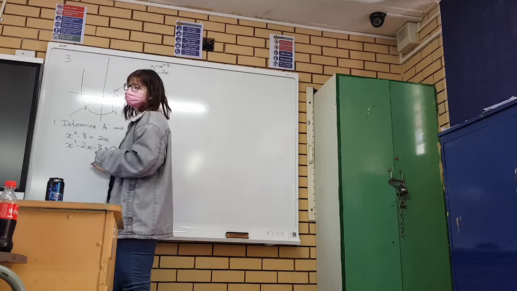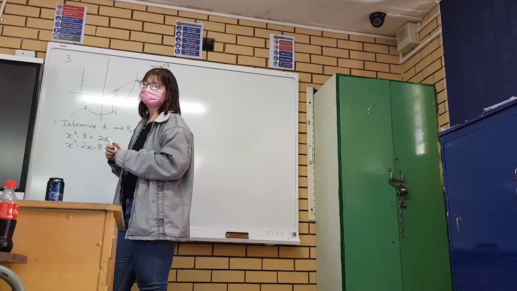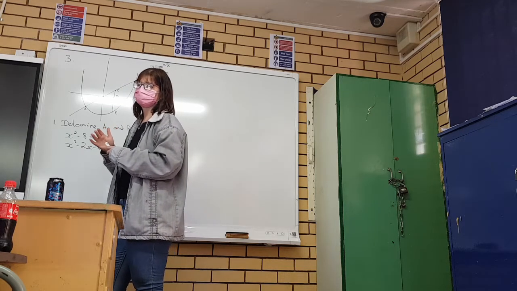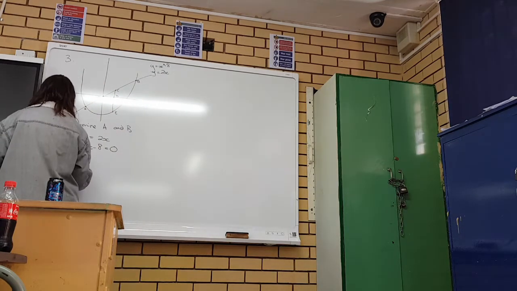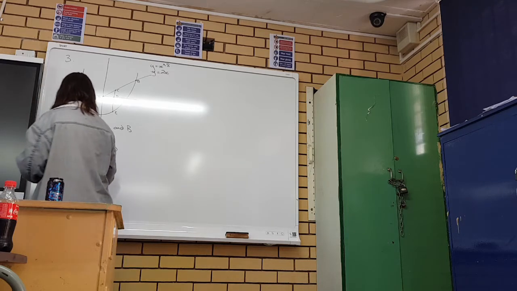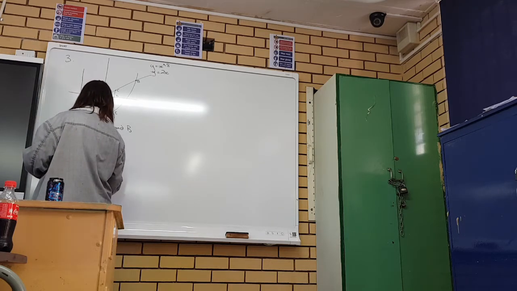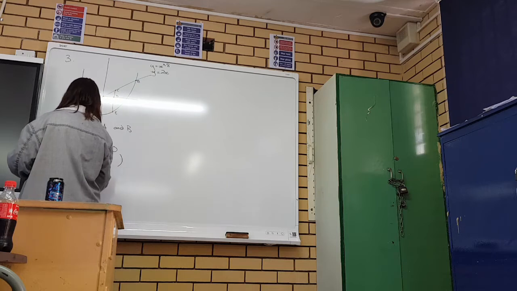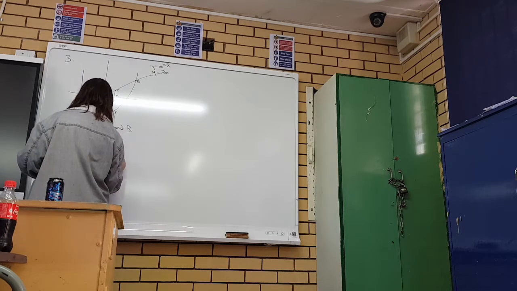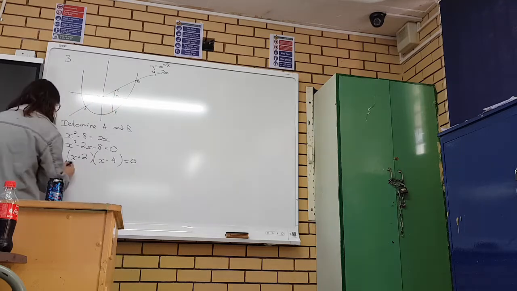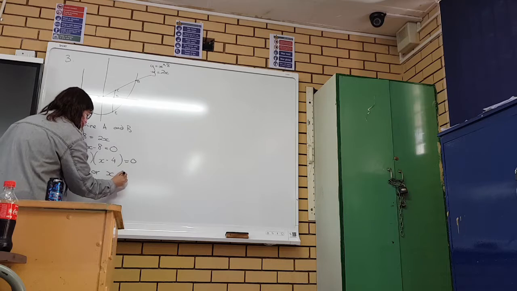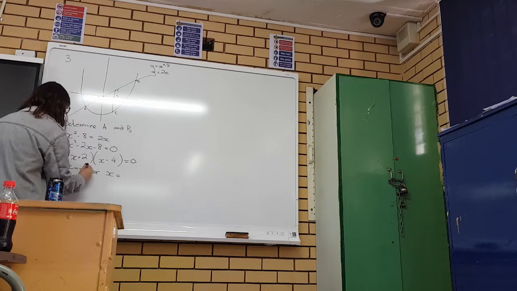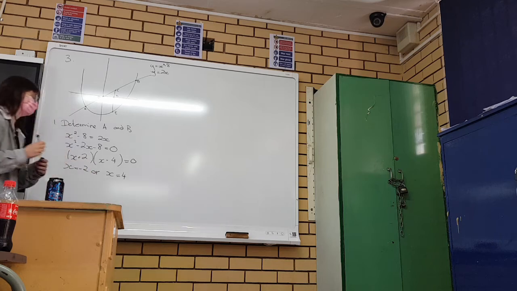So I do my factorization of a trinomial. Guys, please remind yourself of your factorization of a trinomial. So I have x plus 2, x minus 4 is equal to 0. So x is equal to negative 2 or x is equal to 4. You guys happy with how I did that?